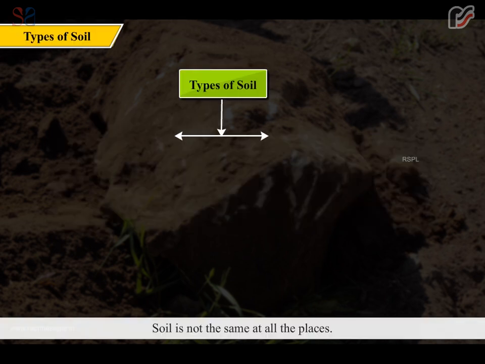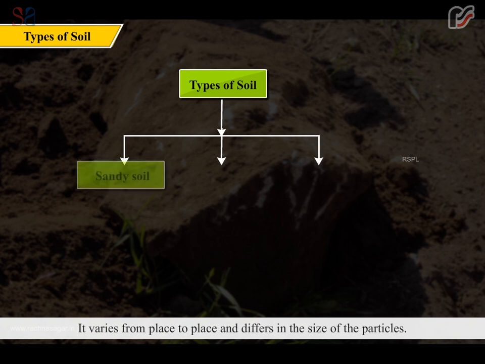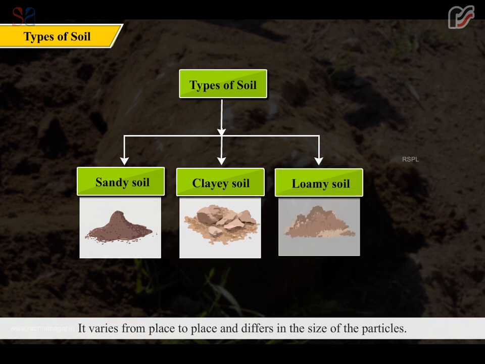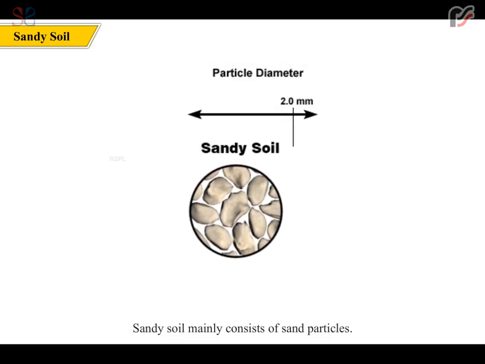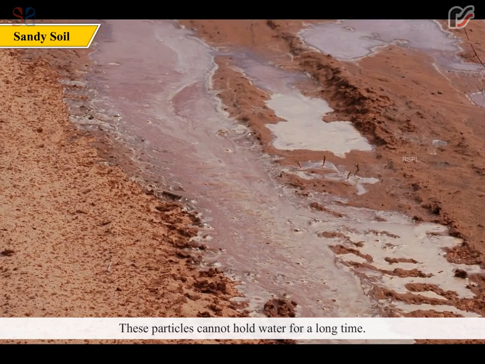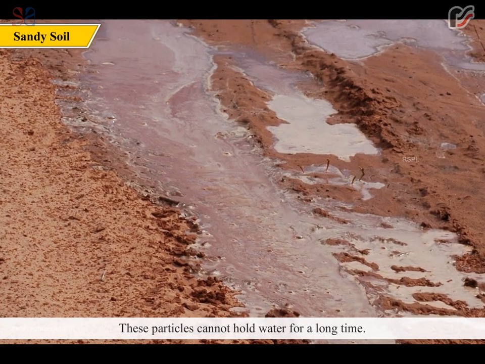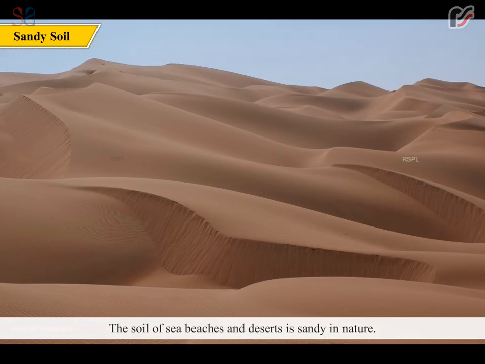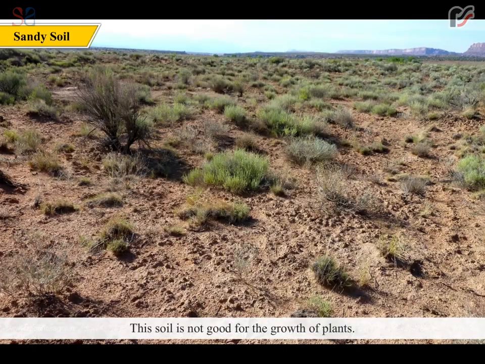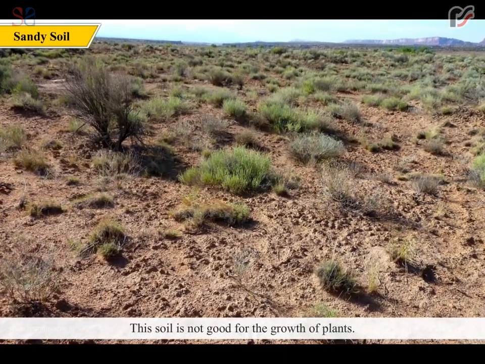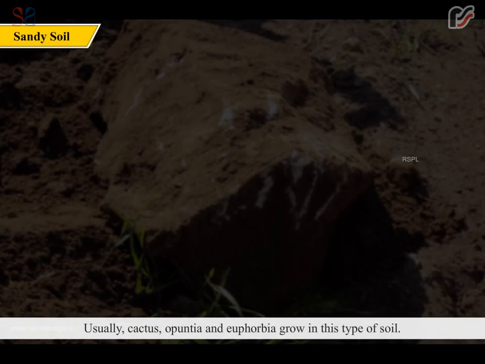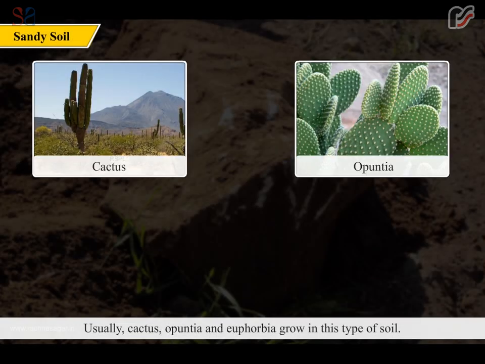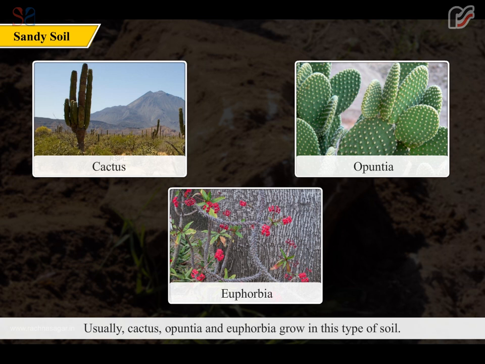Soil is not the same at all places. It varies from place to place and differs in the size of the particles. Sandy soil mainly consists of sand particles. These particles cannot hold water for a long time. The soil of sea beaches and deserts is sandy in nature. This soil is not good for the growth of plants. Usually, cactus, opuntia, and euphorbia grow in this type of soil.